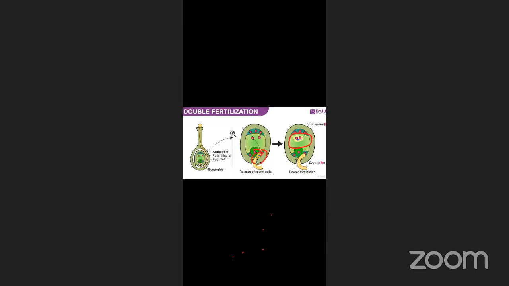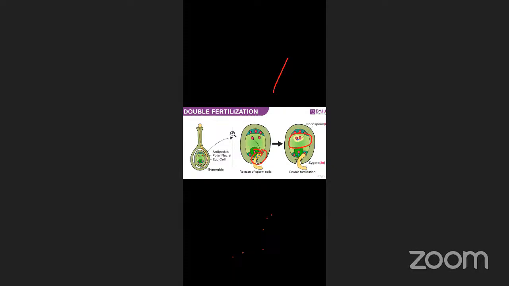Do you know the embryo sac structure? Just wait, I will draw it. Antipodals and synergids and the secondary nucleus. The remaining male gamete fused with the secondary nucleus, right? So here the fertilization takes place two times. One male gamete fused with the female gamete, that is the first one. And the second one, the remaining male gamete fused with the secondary nucleus.